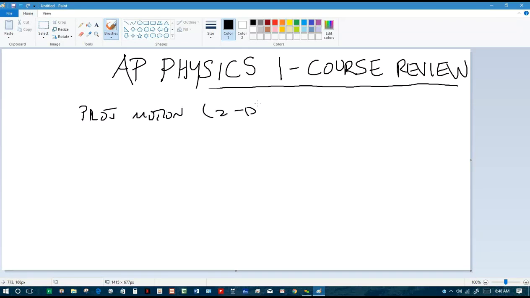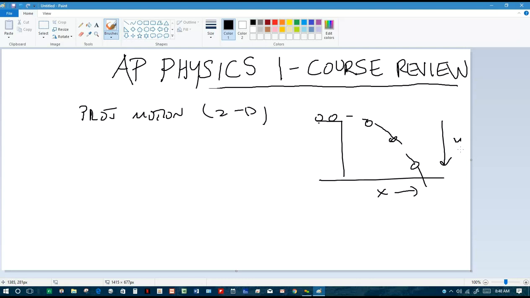Projectile motion is 2-dimensional motion. The common problem is they show some sort of table and they'll show a ball rolling off the table. And so it has some horizontal motion as it goes through the air, but it also has some vertical motion down as it continues to drop. That's the reason it's 2D motion.